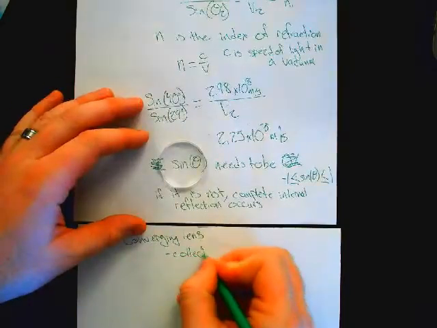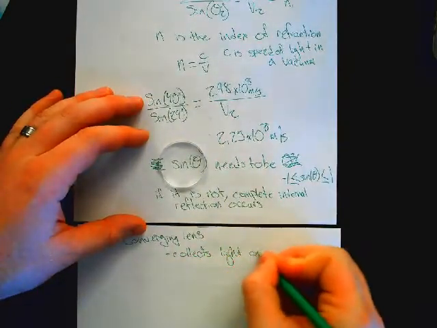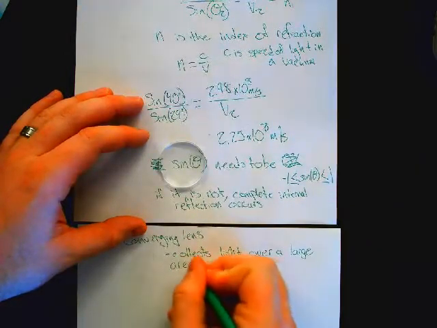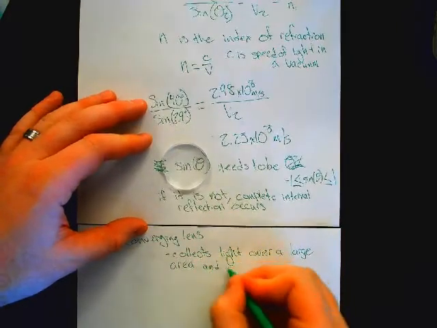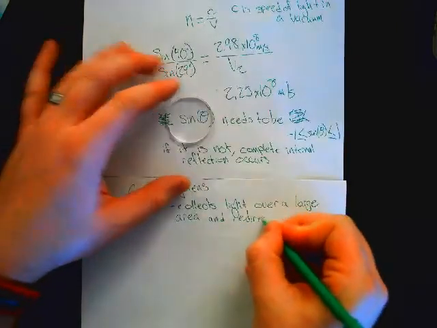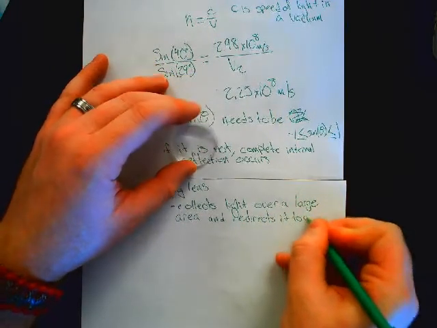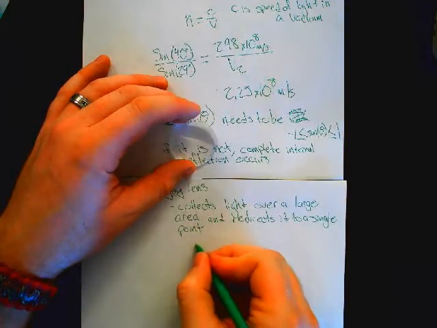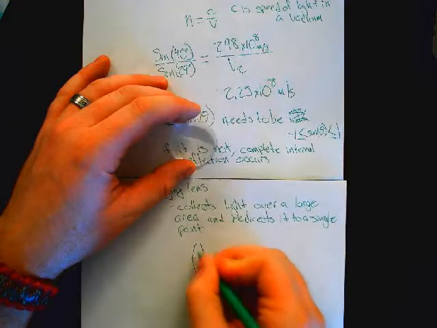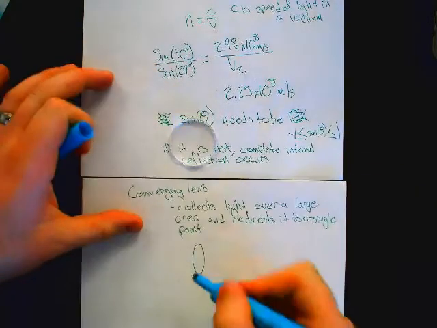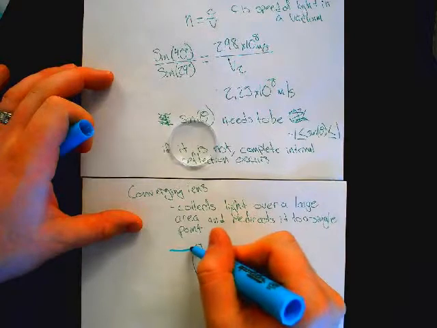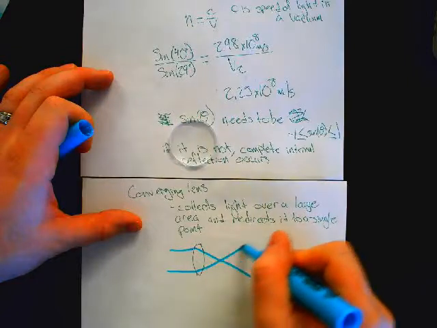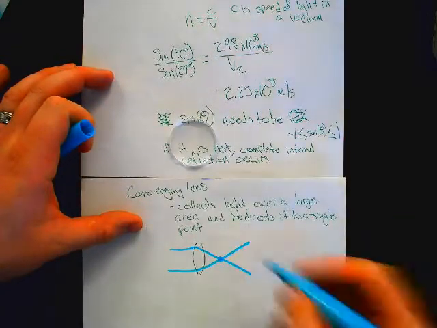Collects light over a large area and redirects it to a single point. So if I'm drawing this one out, here's my converging lens. You'll notice it bows out on each side. As light comes into the lens, it refracts and then refracts again, and crosses through a single point called the focus.